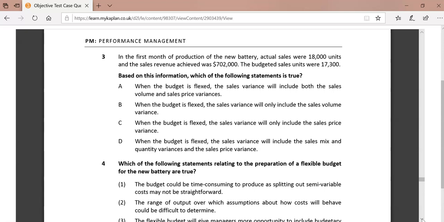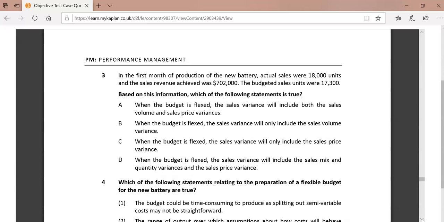So it's an interesting question. I think it's an applied question. They want to see if you truly understand the meaning of flexing a budget, right? Remember, with flexing a budget, we are working to the actual number of units. We want to see what the activity was at the actual number of units. So the answer is C.